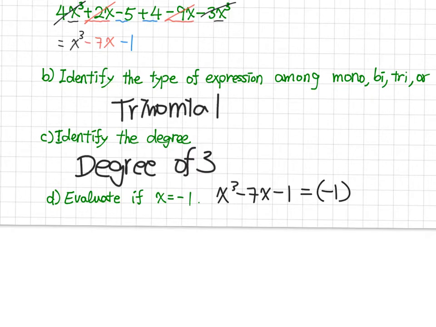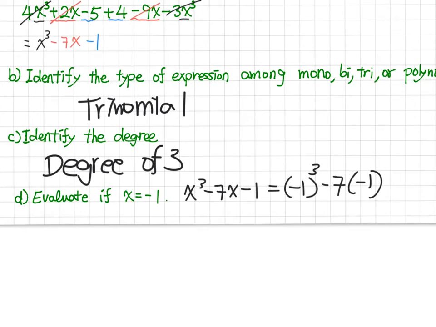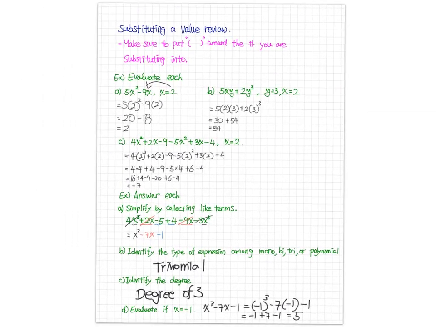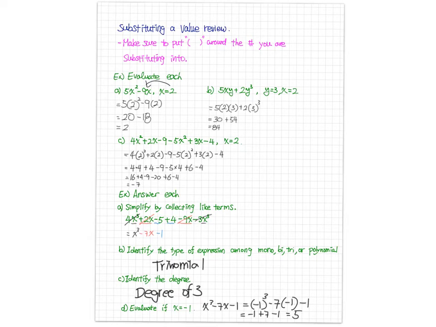negative 1, brackets around, don't forget, cubed minus 7, negative 1 bracket, and then minus 1. Now negative 1 cubed becomes negative 1, and then we have negative 7 times negative 1, so that gives me positive 7, and then minus 1 again. So this gives me 5 as the final answer. Okay, so hopefully that reviewed your collecting like terms, identification, the degree, how to identify the degree, and substitution part.